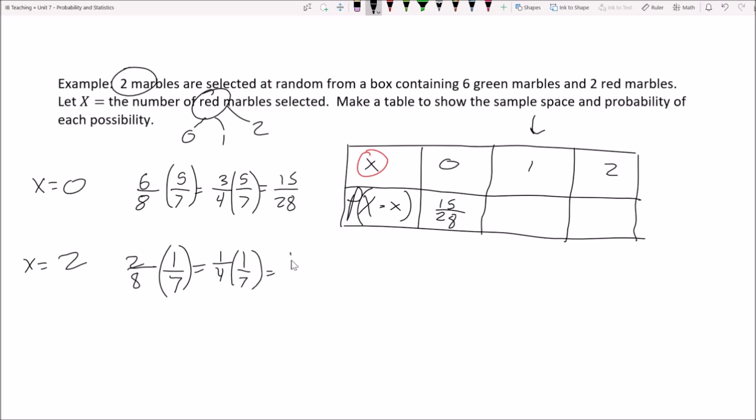So that is 1 out of 28. And so that's 1 out of 28. We remember that all of the possibilities have to have a total probability sum of 1. And so we have 16 out of 28 represented here already. And so what's left? That would be 12 out of 28.